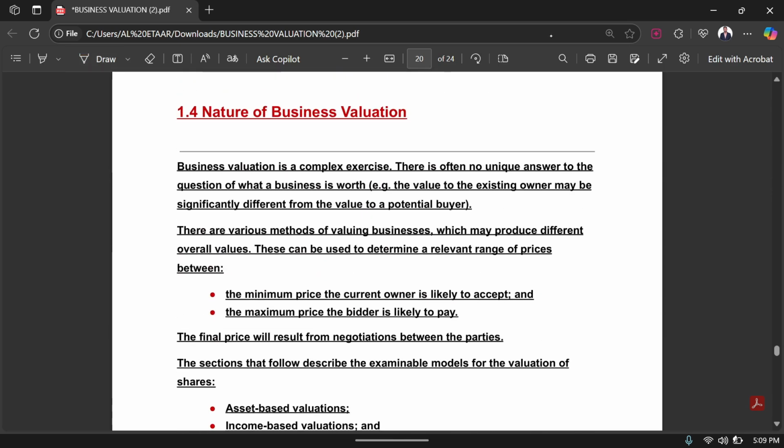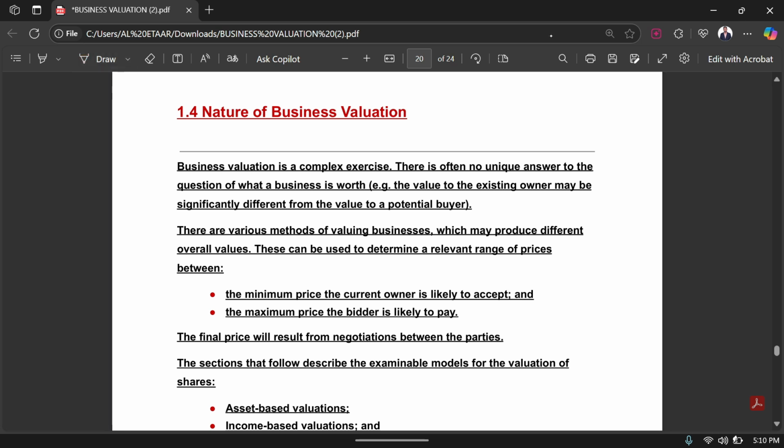Okay. Then we are going to discuss the nature of business valuation. So it says business valuation is a complex exercise. Yes. There is often no unique answer to the question of what a business is worth. For example, the value to the existing owner may be significantly different from the value to a potential buyer. So yes, they're saying that there is no exact science of how to calculate or value a business, because if I am a potential buyer, I might value a business based on several factors that we have discussed before, right? But if an owner is valuing his business, he's going to value it from a different angle. So there's no exact science to reach the value of a business because it's a subjective matter.